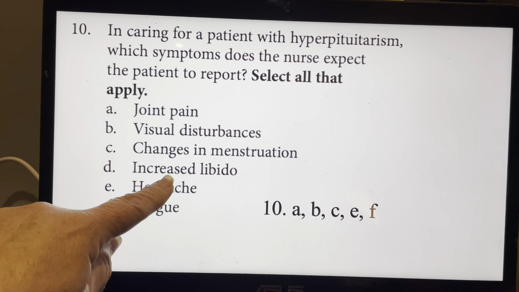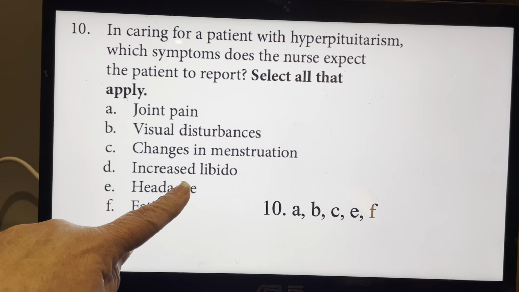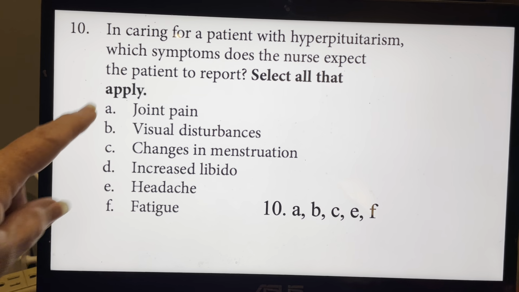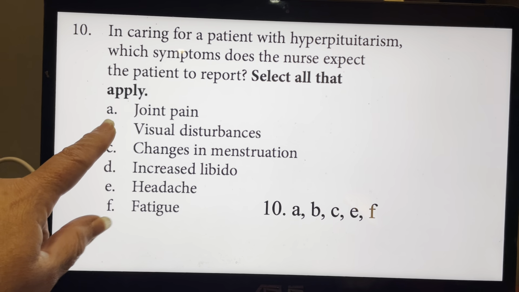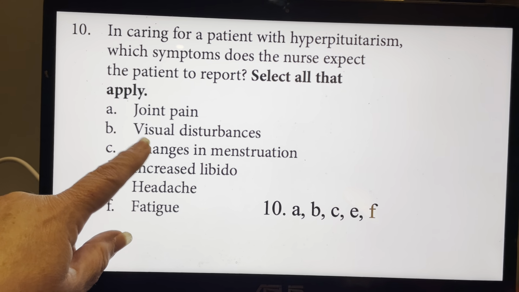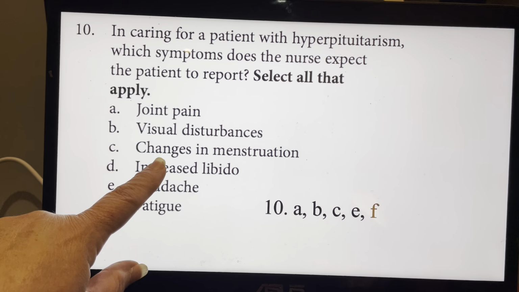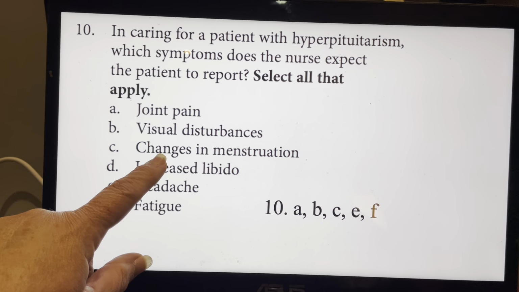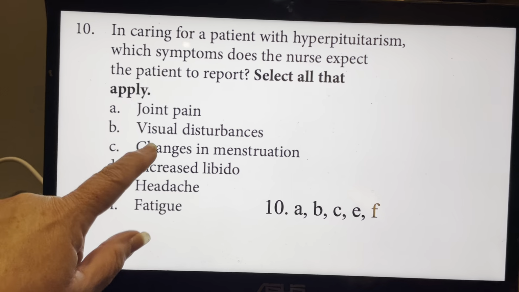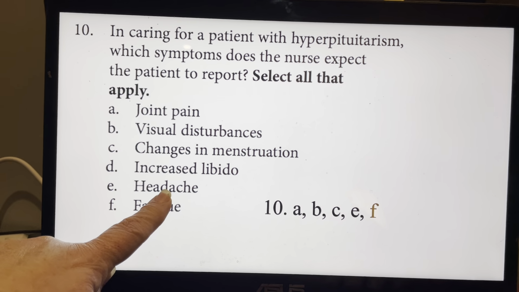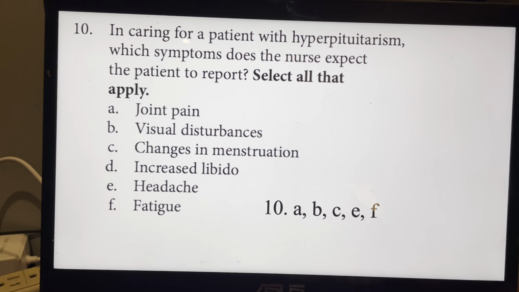It's certainly not going to increase your libido, or people will be out trying to get hyperpituitarism. But joint pain because of growth hormone, visual changes because your pituitary is right up in the middle of your head by your optic nerve, changes in your menses because it has luteinizing hormone and follicle stimulating hormone, a headache because it's up in the middle of your head, and fatigue just because.